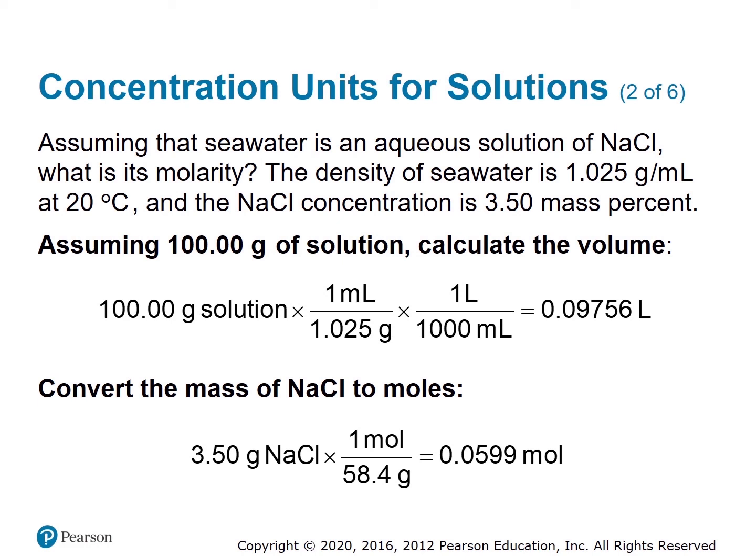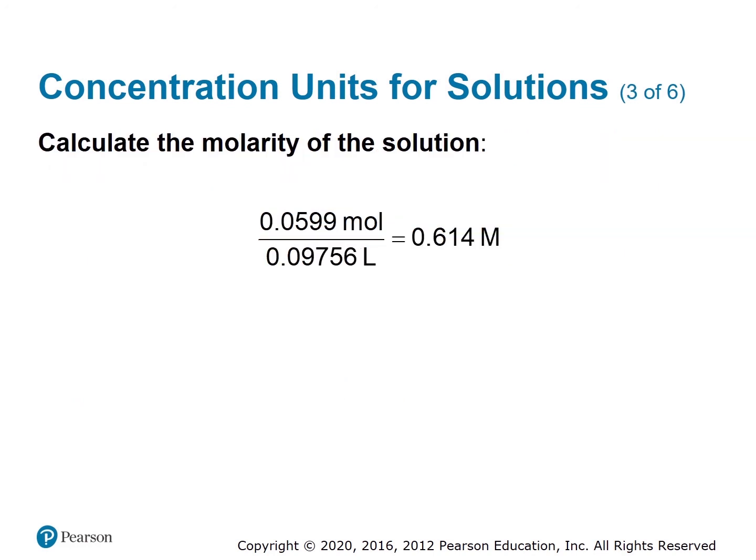Now, if we're trying to find the molarity, we need to know two things: the number of moles of sodium chloride and the volume of the solution in liters. We can convert the 100 grams of seawater to volume by using the density of the solution, first to milliliters and then to liters. The number of moles of the solute, sodium chloride, is just that mass of NaCl divided by its molar mass. Taking the two numbers from the previous slide and plugging them into the formula for molarity, we end up with 0.614 molar, or 0.614 moles of sodium chloride per liter of seawater.